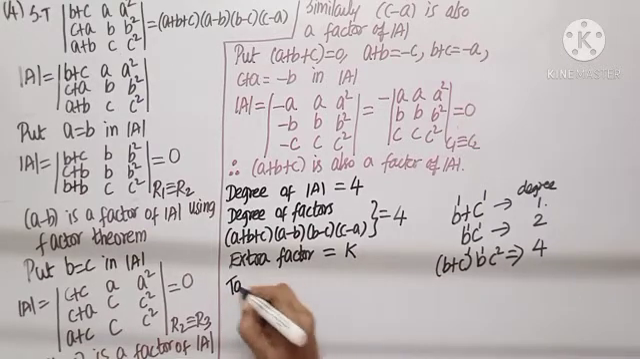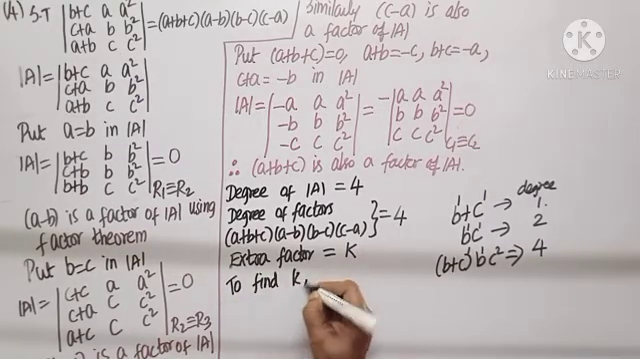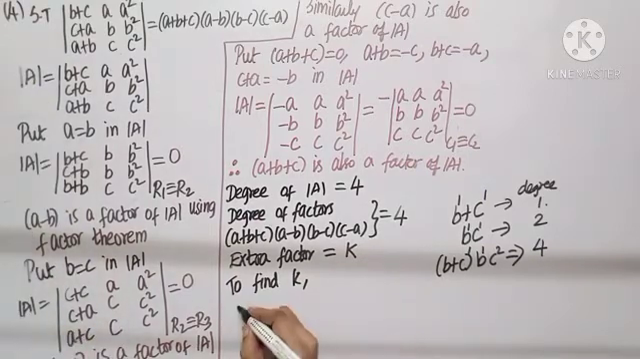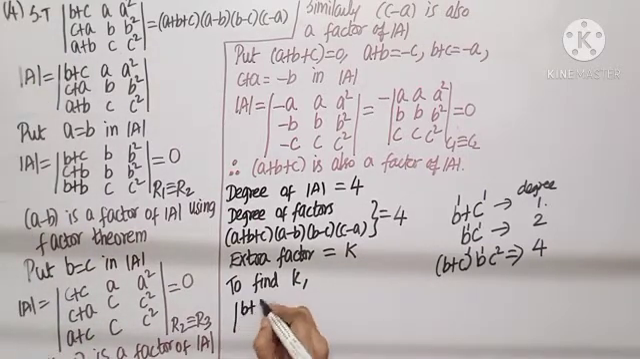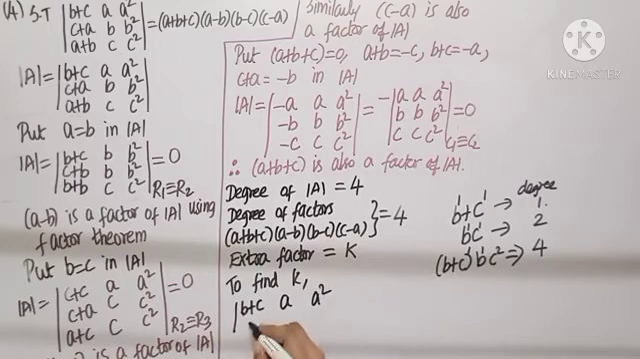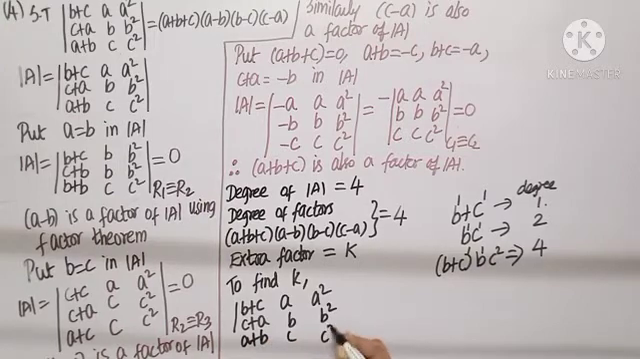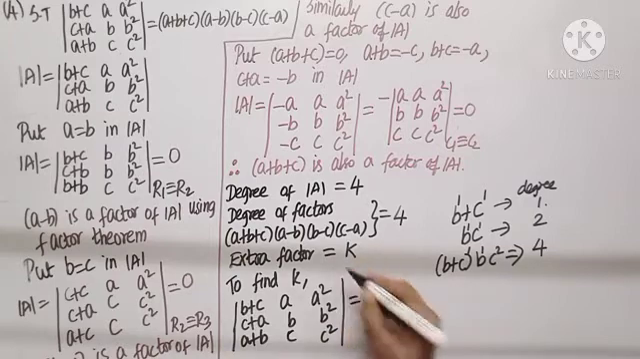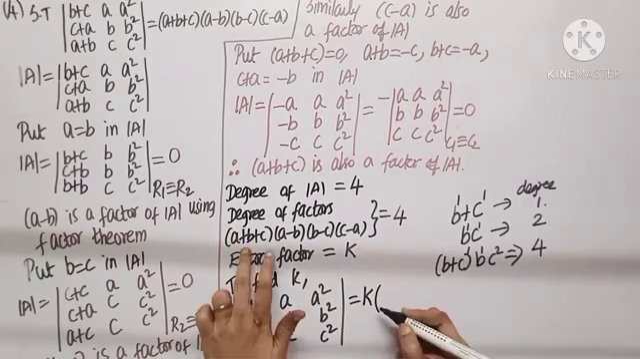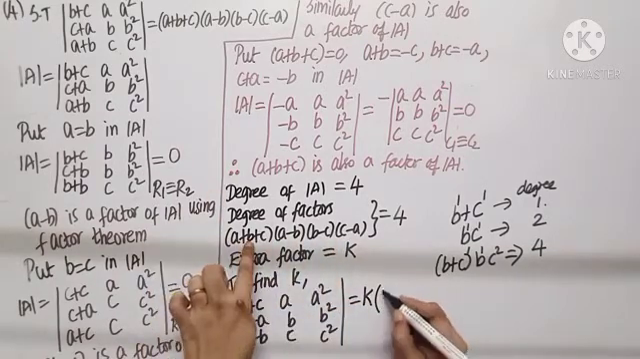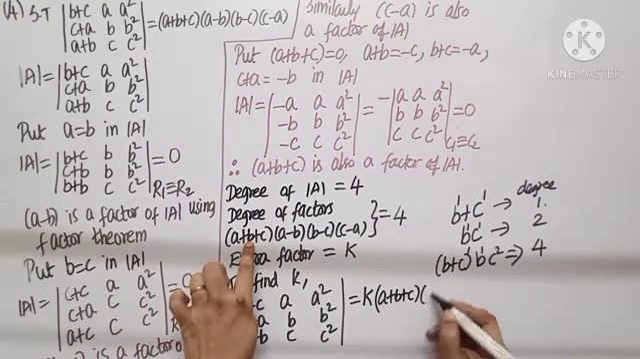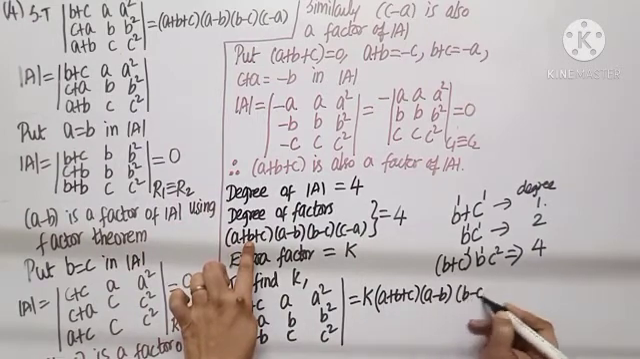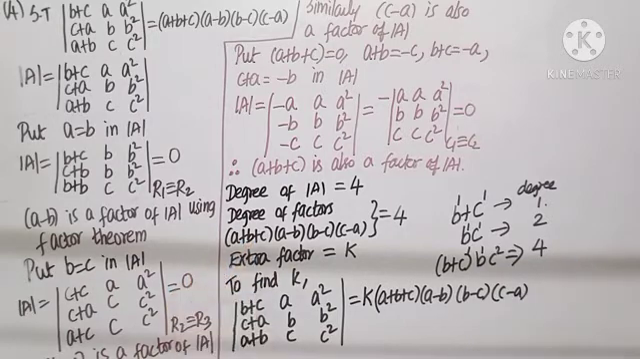To find k, what is the procedure? Write the given determinant, that is B plus C, A square, C plus A, B square, A plus B, C square. This is the given determinant. equals K, the extra factor, into all that we proved already: A plus B plus C into A minus B into B minus C into C minus A.